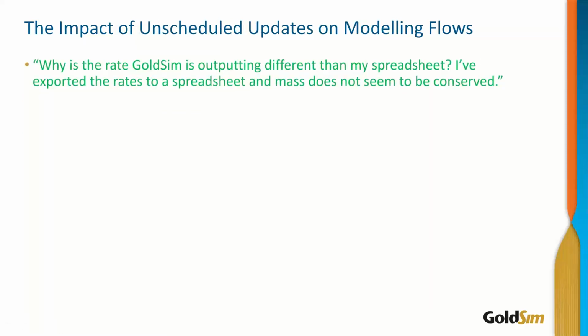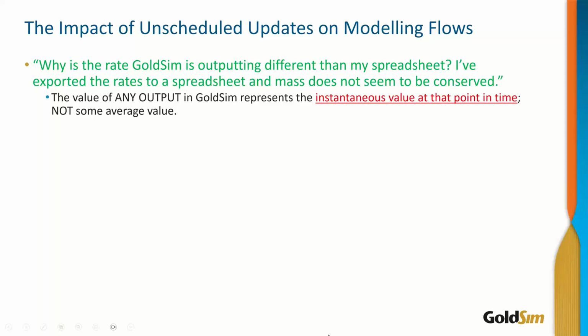Here's what you've got to keep in mind. The little example I just showed you is a very common thing that people will run into and say, I don't understand this. Why is the rate GoldSim is outputting different than my spreadsheet, for example? I've exported these overflow rates that GoldSim is calculating to a spreadsheet, and they don't add up to the amount that GoldSim says has overflowed. What's going on? Mass is not being conserved. Well, look, here's the issue.